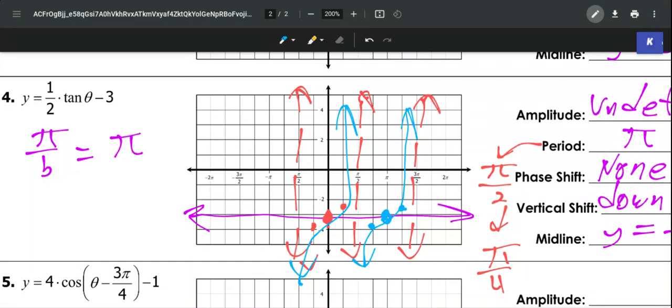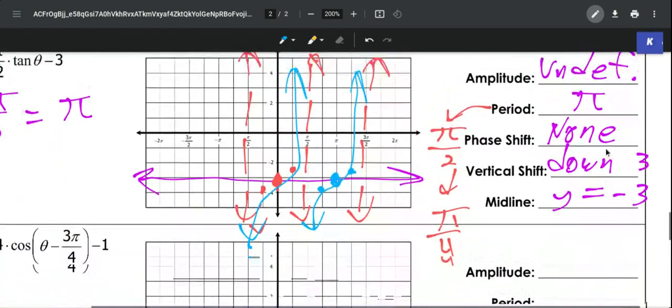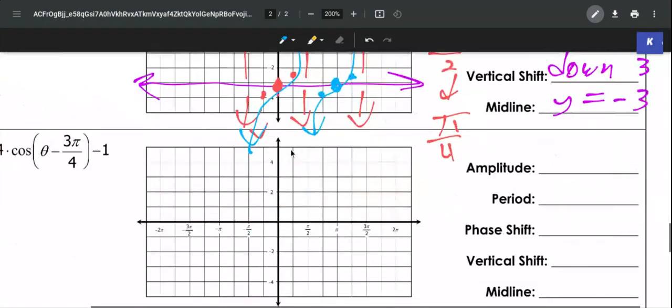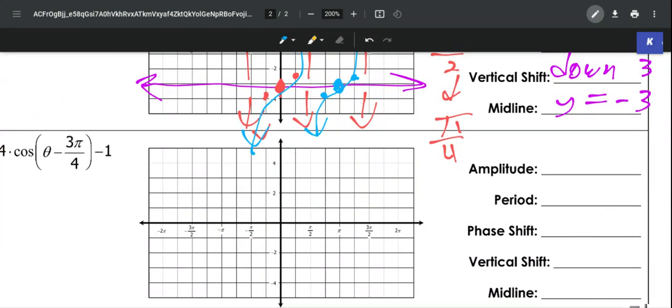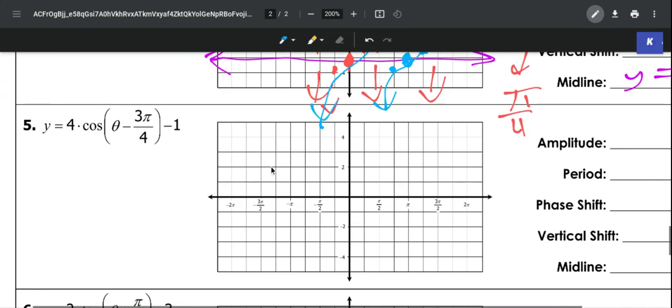All right, now I'm going to show you when you have a phase shift. So those first two problems, on the first one we had a phase shift, and on the second one we had no phase shift and a vertical shift. So when you put it all together, it's pretty much when it gets to the most confusing. So we'll do that next, and we're going to use cosine for that.